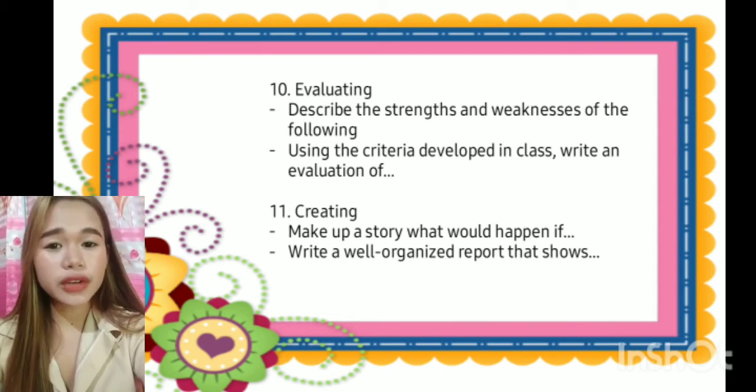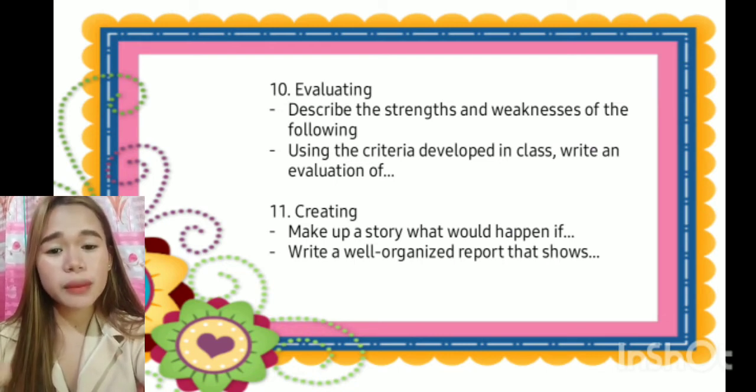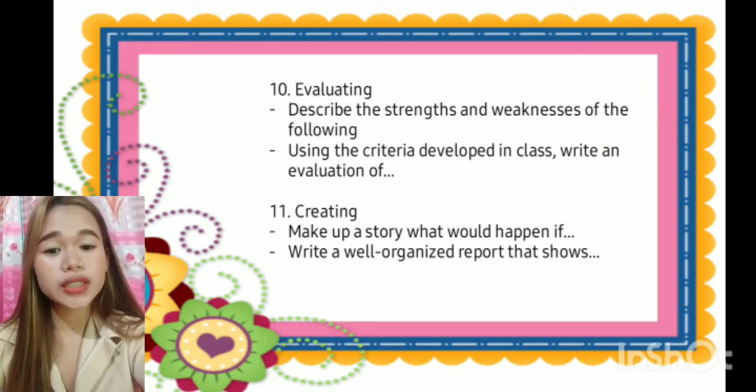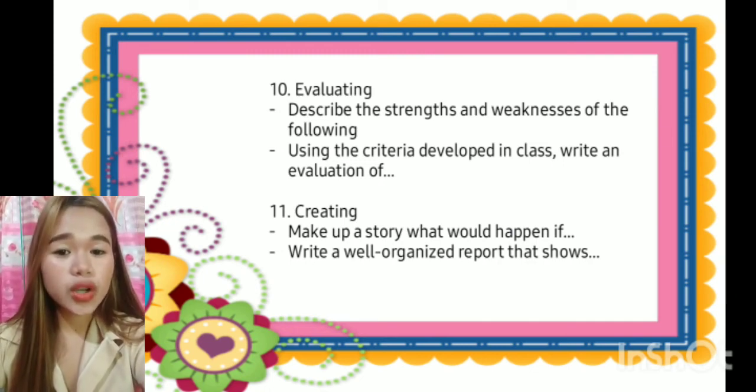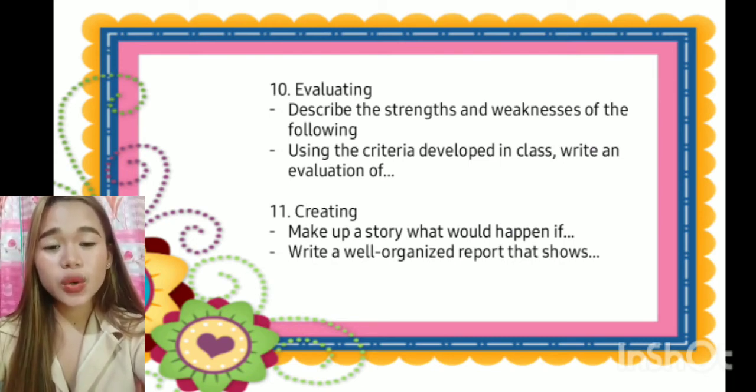So as you observe, this is the last one and the most complex one for me, because it deals with your analysis and critical thinking in answering. But always remember that in creating, the keyword is you will make it on your own. So remember that in creating, it is your own, you will make it on your own by the use of the concept that you had learned, like in the examples I gave earlier.